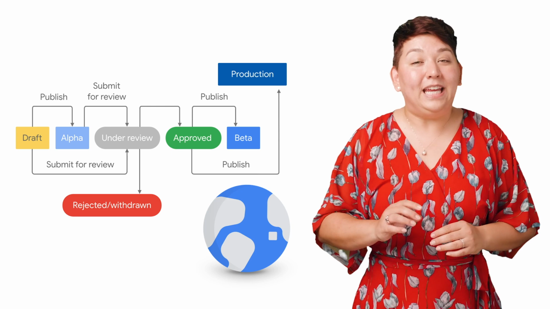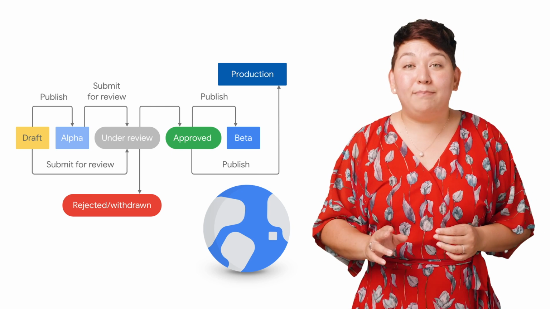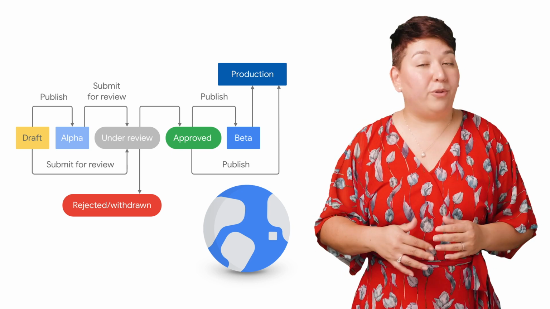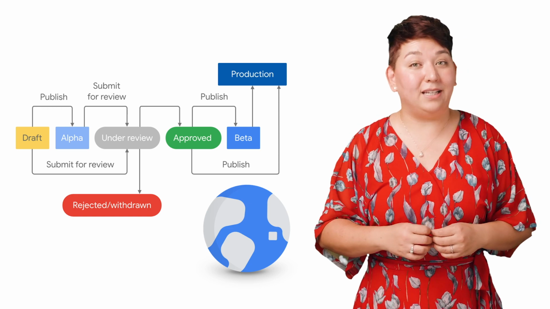Here's a tip for you. If you have a version in beta release and there's no changes to it, you could submit directly to production without having to go through the review process again. This gives you more control over when your action is released in production.